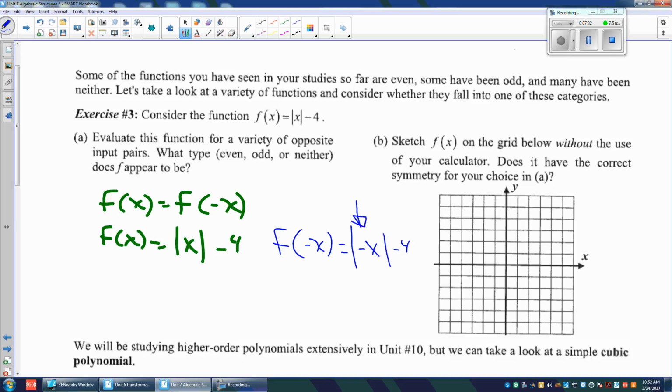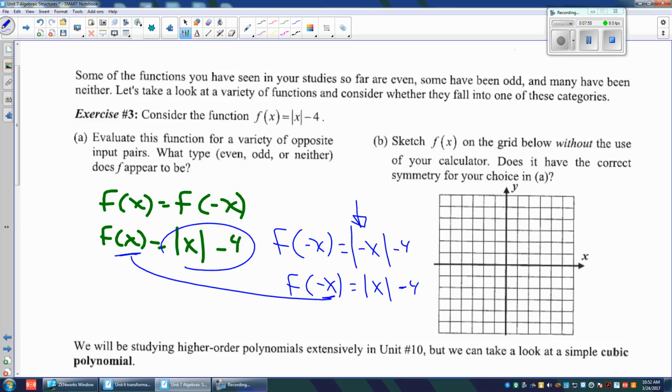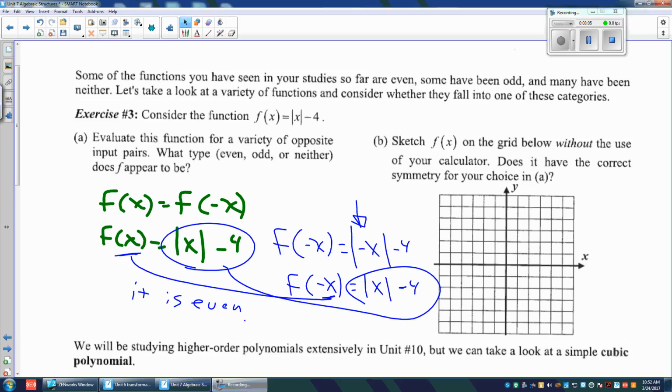What's the absolute value of -x? Oh, that's just the absolute value of x, which is also just x without the sign. If x is positive, then it's positive. If x is negative, then it's the opposite, it's positive. What I want you to take a look at is the fact that these equal each other. It is even. Algebraically proven. Without the use of a calculator, please graph those.